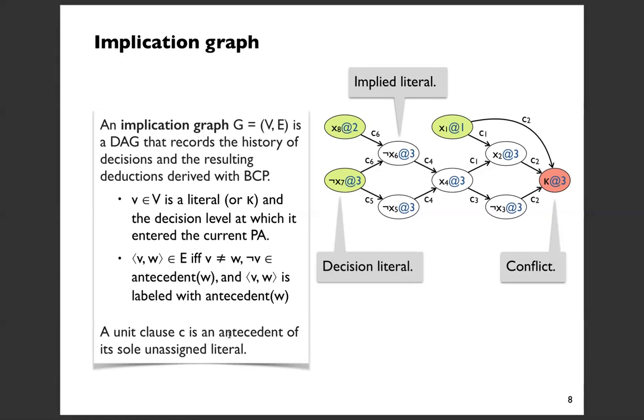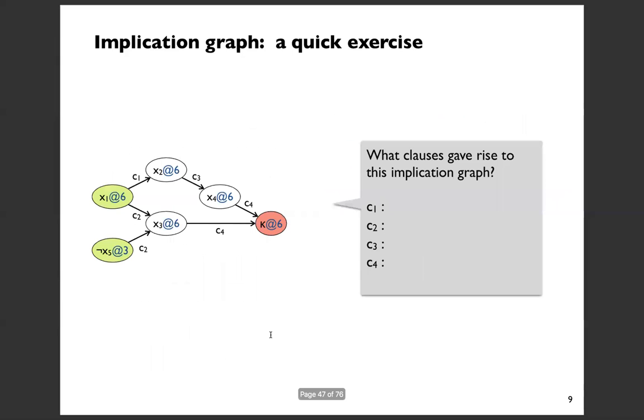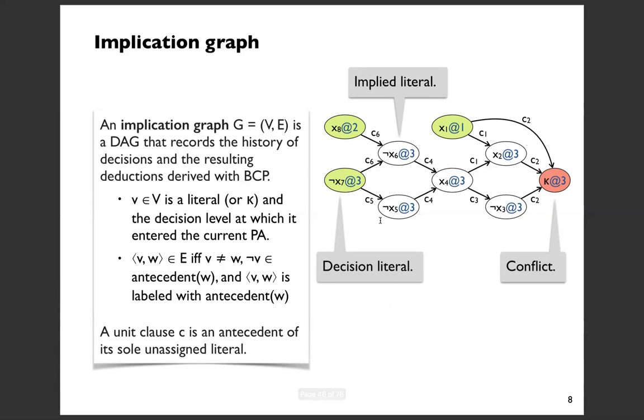Of course, a unit clause C is an antecedent if it has only one unassigned literal. So you can have some unit clauses right in the original formula itself, in which case it may not have an antecedent. So for those, there are no antecedents. So is the definition of implication graph clear?